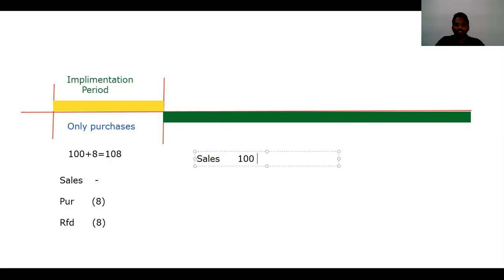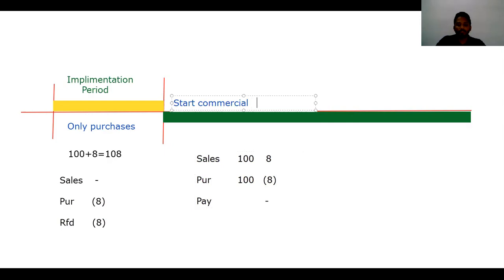Then they have sales, let's say 100, and they pay VAT. They collect VAT, and in their purchases also they will purchase and they have VAT 8. Then finally there is no payable. The SVAT they will cancel soon after they start commercial operation. This is the starting point of commercial operation. They start commercial operation.